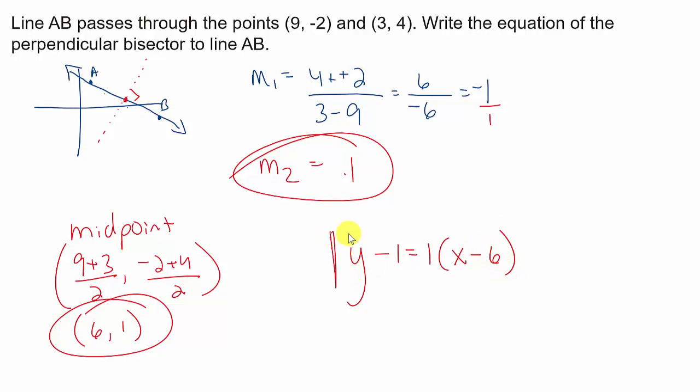Now, you can always change this form to slope-intercept or standard form, but if we're not asked for a specific form in this class, we're always going to leave it like this. Okay, so that is how to write the equation of a perpendicular bisector.